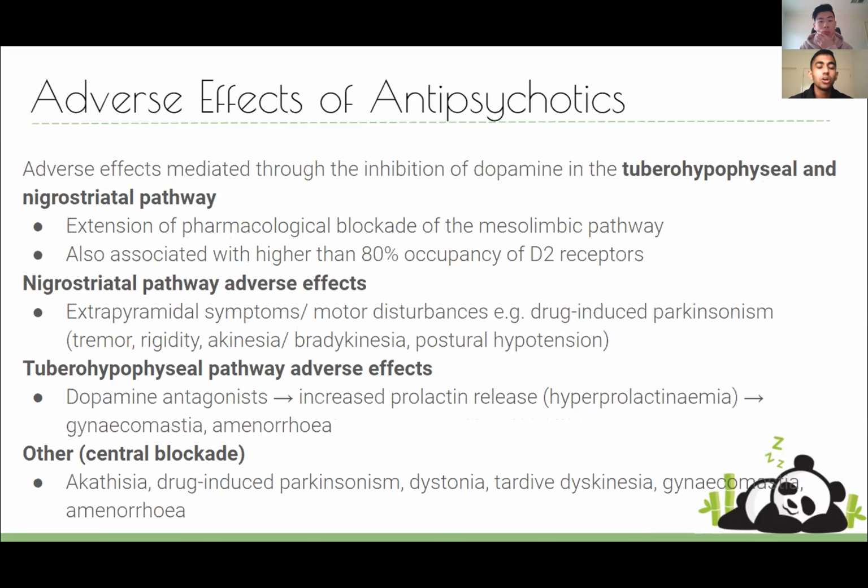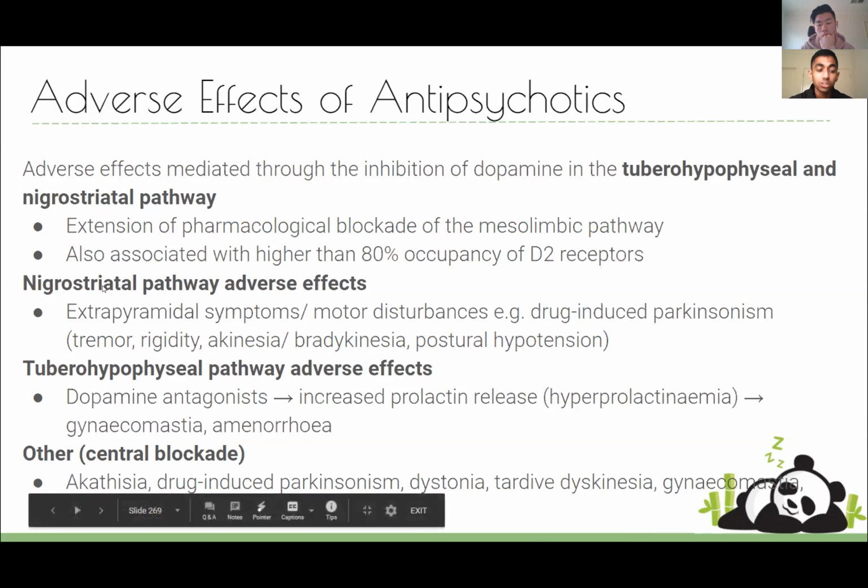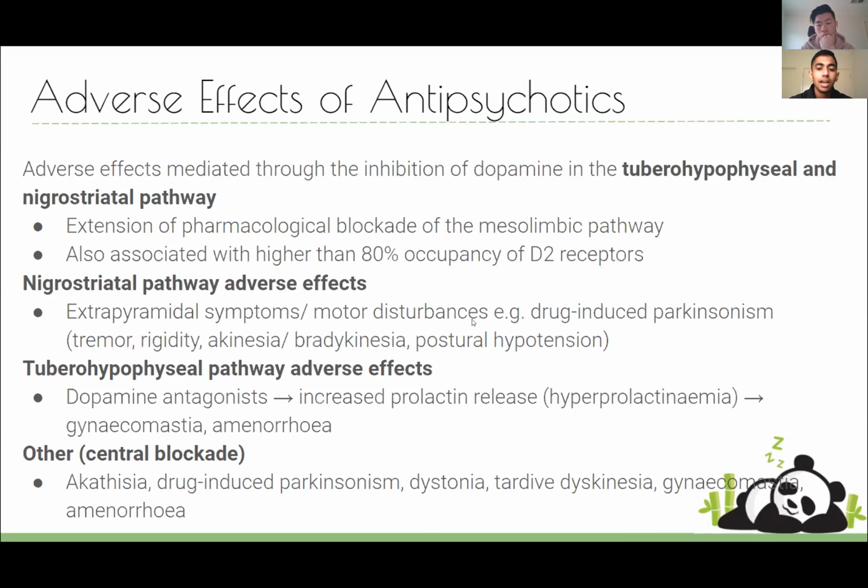Adverse effects. The adverse effects of antipsychotics, of these dopamine antagonists, are if they're acting on the other pathways. So the tuberohypophyseal pathway or the nigrostriatal pathway. If we're having dopamine antagonists act in our nigrostriatal pathway, where our substantia nigra is, where Parkinson's disease is implicated, we can get extrapyramidal symptoms, which we can otherwise call drug-induced Parkinsonism. So we get Parkinson-like symptoms, but no actual Parkinson's disease. It's just induced by drugs.